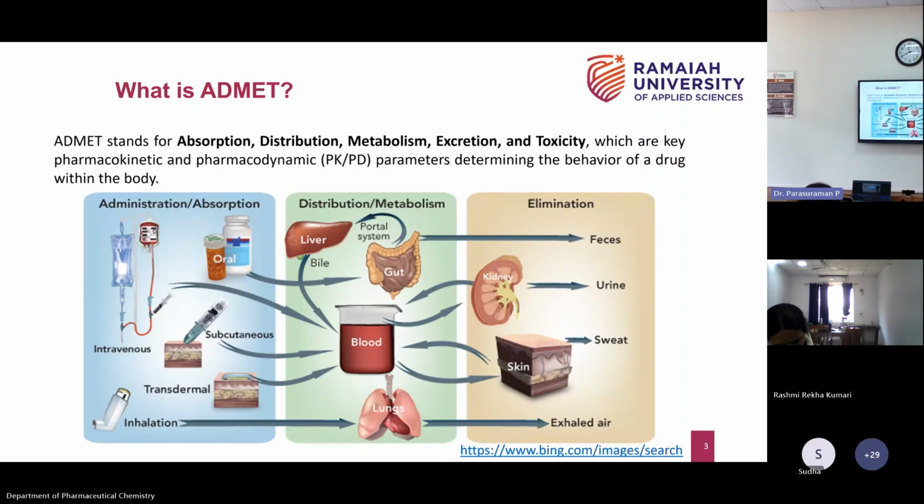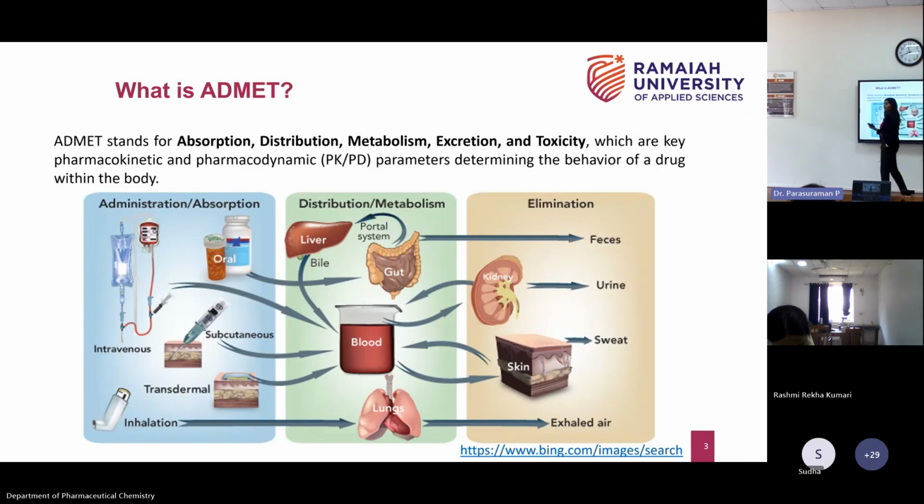Second is distribution. Once the drug is administered, it gets absorbed. Once it is absorbed into the bloodstream, it gets distributed throughout the body. It goes to the different tissues and organs through the bloodstream. The bloodstream is a highway, a mediator that carries the drug from the site of administration to the site of action.